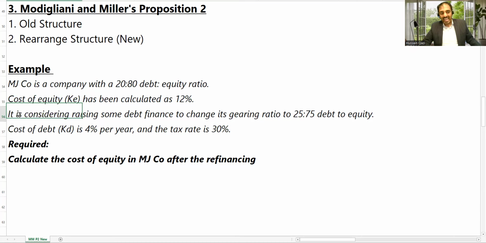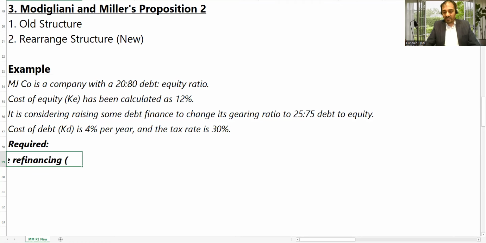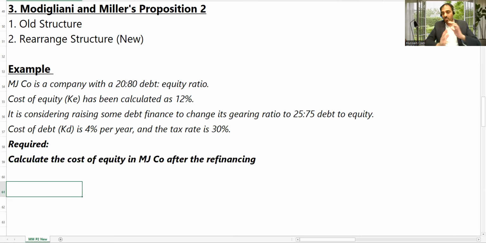12%. It is considering raising some debt finance to change the gearing ratio to 25% debt and 75% equity. The company's cost of debt is 4% and the tax rate is 30%. Calculate the cost of equity in MJ company after refinancing, meaning with the new capital structure of debt 25, equity 75. That is the question.